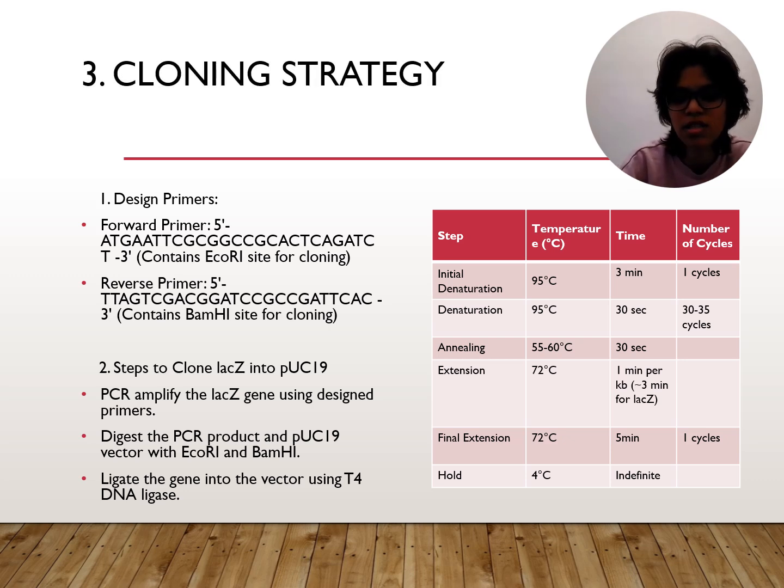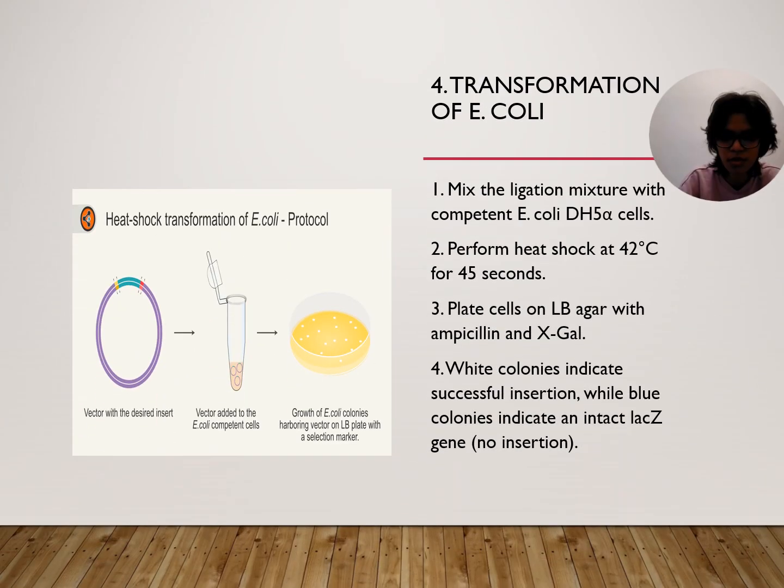And coming to the next slide, it's transformation of E. coli. Transformation of E. coli is mixing the ligation mixture with competent E. coli DH5 alpha cells, then performing a heat shock. The samples which we have got previously will be left in a water bath at 42 degrees Celsius for 45 seconds. Then we take out the samples and place them on petri dishes with LB agar with ampicillin and X-gal.